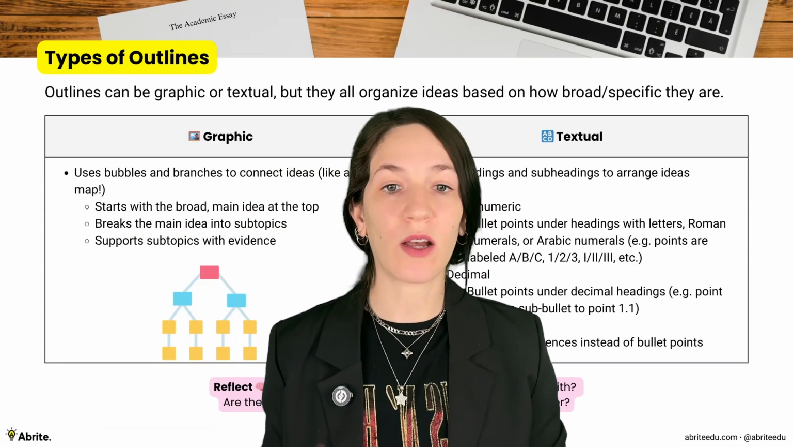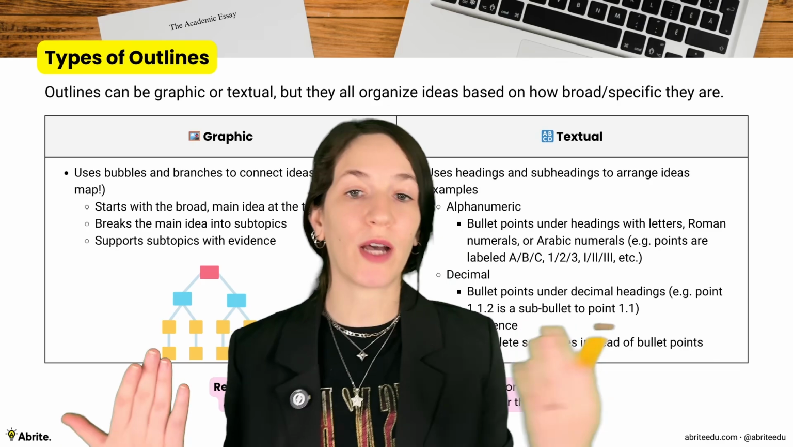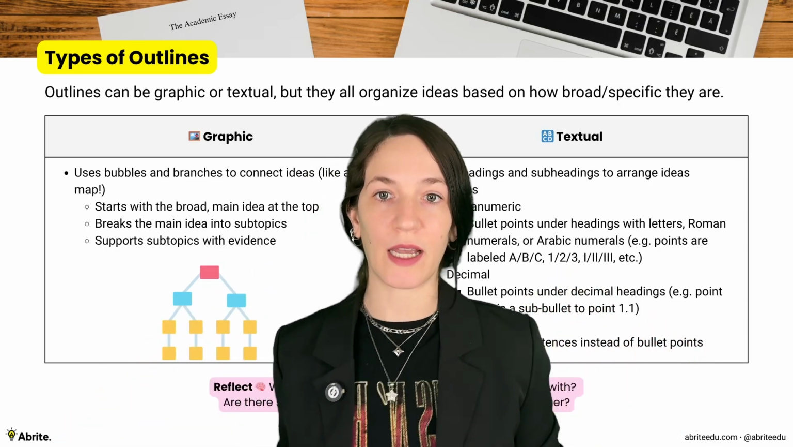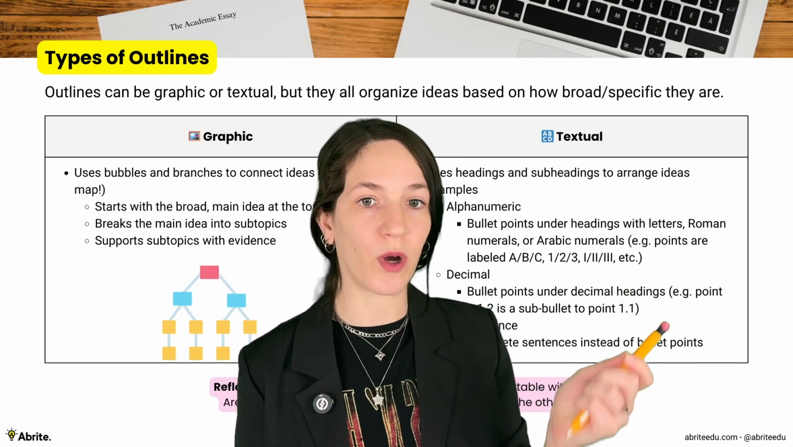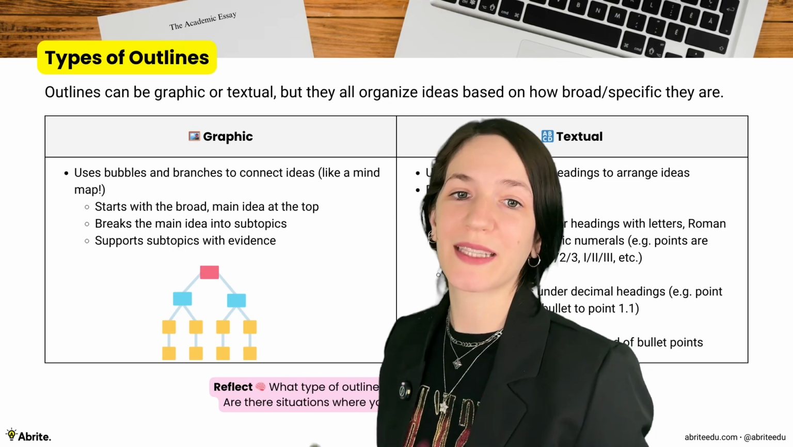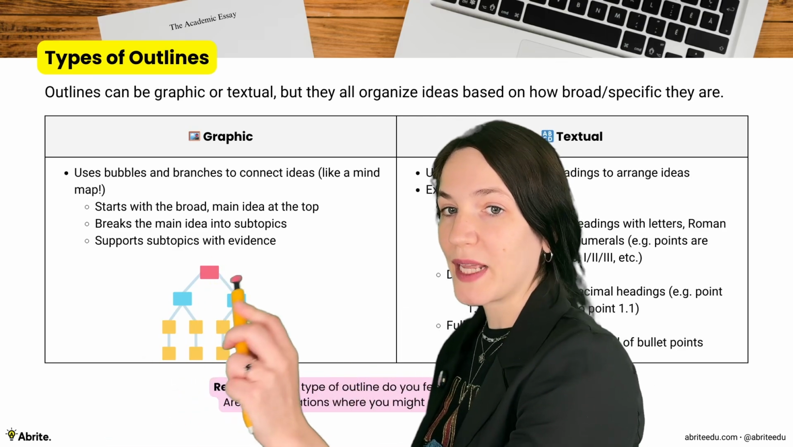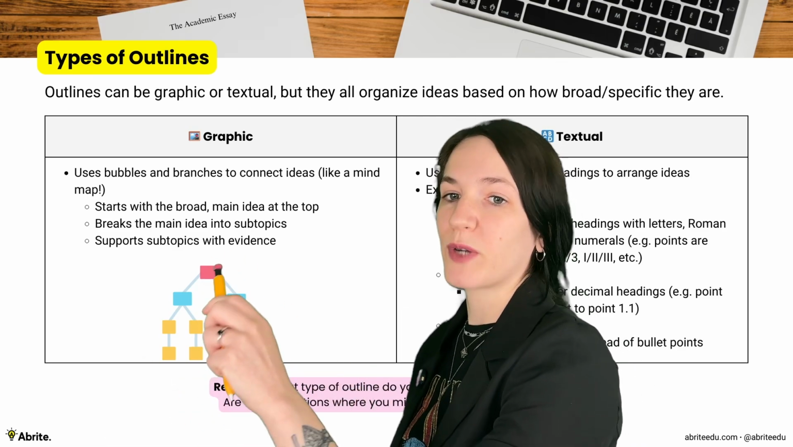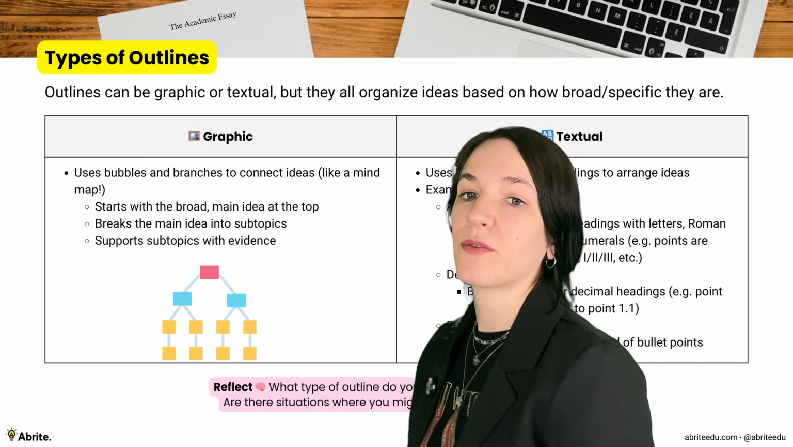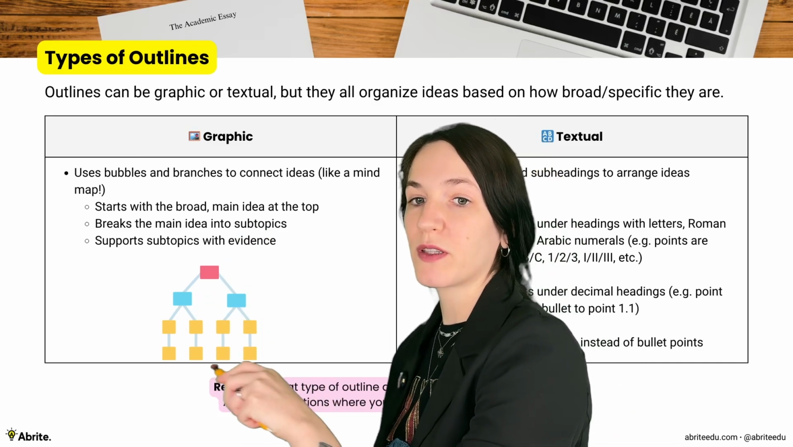Before we start writing an outline for an essay, we want to decide which type of outline we want to use. And there are two main types: graphic and textual. A graphic outline is more visual. It's kind of like a mind map. You would start with your main idea at the top, your topic, and then break it down into your subtopics. And then for each subtopic, you would find evidence to support it.